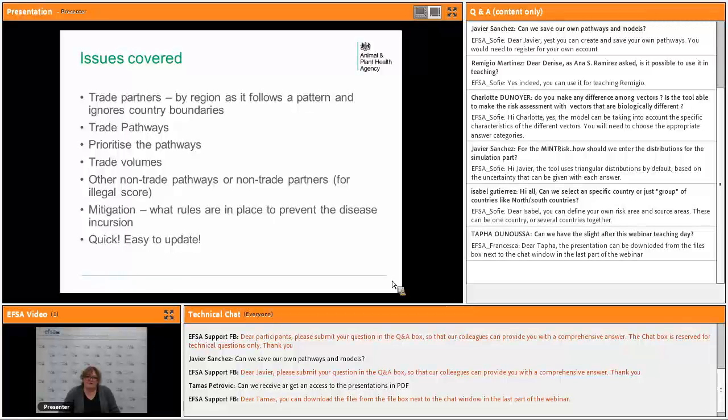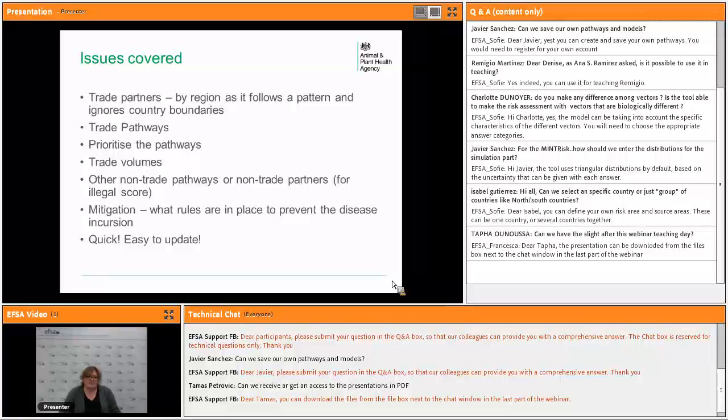As I said before, we use trade pathways and we prioritise those pathways by weighting them in a specific way. And very importantly, we look at trade volumes. Now, rather than going through all of the different consignment numbers by week or month, we go annually and we give a semi-quantitative score to those levels of trade.